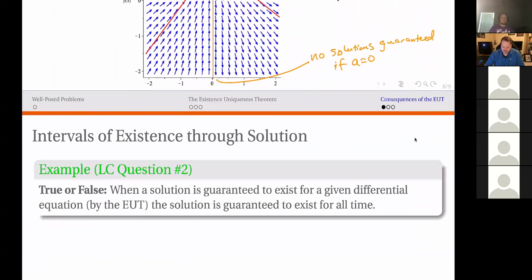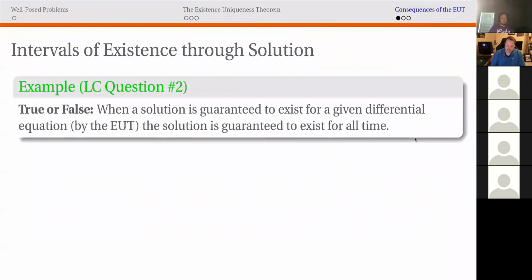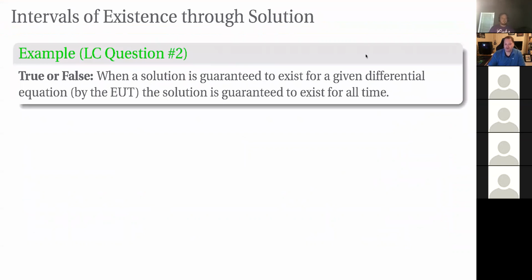Now, there are some consequences of dealing with this existence uniqueness theorem that I want to discuss. The first of which is something that I think you've picked up on this semester. We had a question on a skills quiz that was sort of related to this, but I want to go ahead and ask it again to all of you here. So there's a learning catalytics question out there for you to answer.